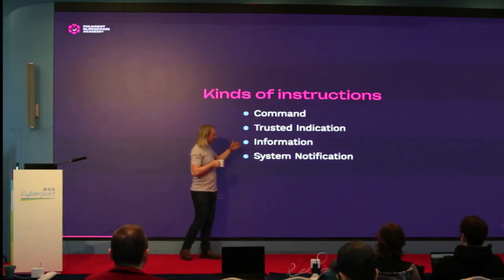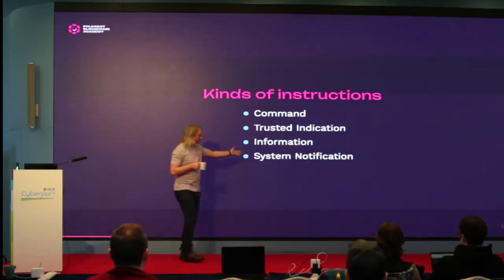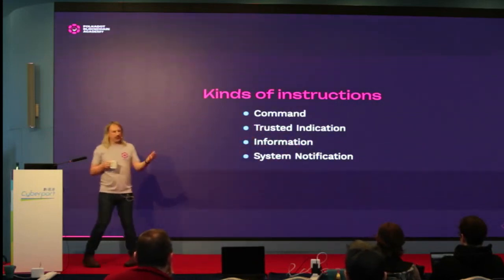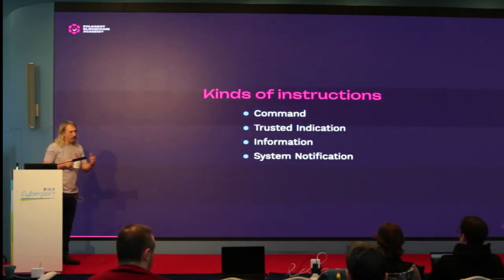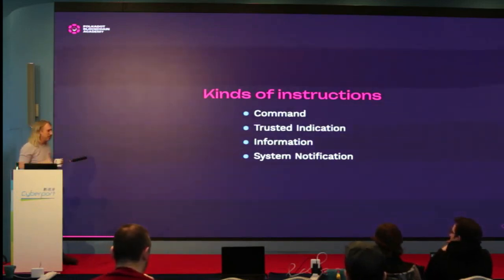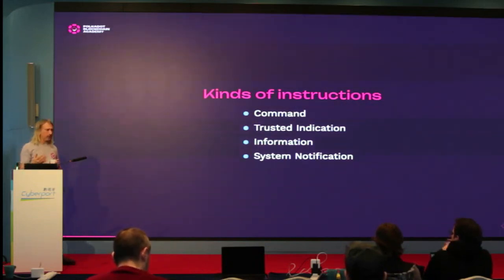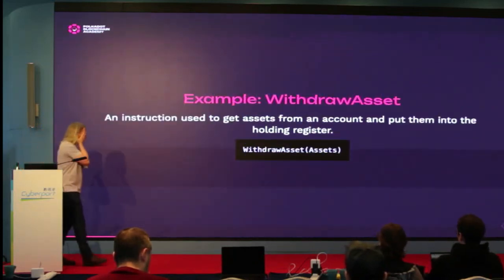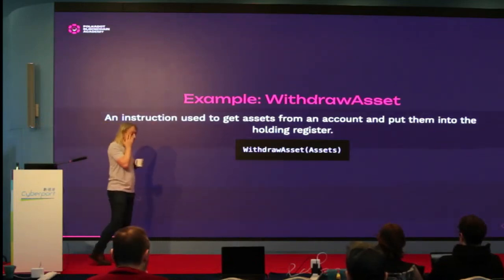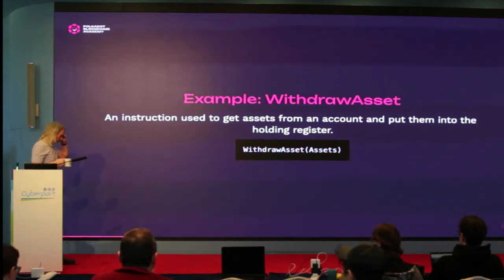It might be information, again coming from perhaps some trusted location. Or it might be a system notification. They're a bit blurry, but they can be quite helpful to understand the sort of use cases for instructions. But don't worry if it all sounds blurry. As I say, there are no categorical differences between these. Right, let's have a look at an example. Withdraw asset. This would be an example of a regular command instruction, right? A user wants to do something.